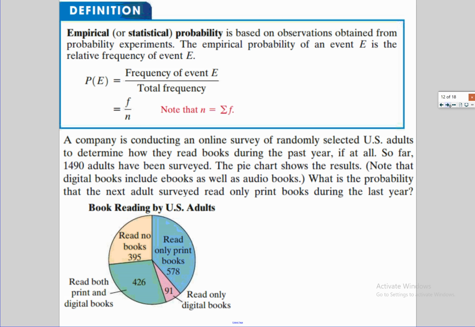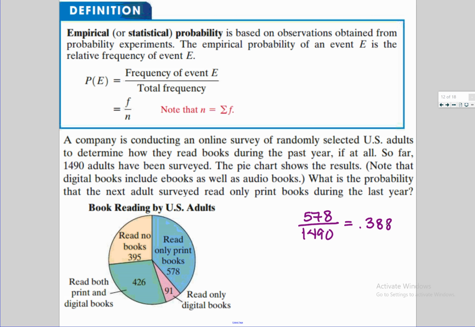578 divided by the total number of adults that were surveyed, which they give us in the little blurb. What is that? 1490. So we can leave it as the fraction. I'm going to turn this one into a decimal. 578 over 1490, and I get 0.388. Three decimal places, pretty standard, round to the nearest thousandth on these.